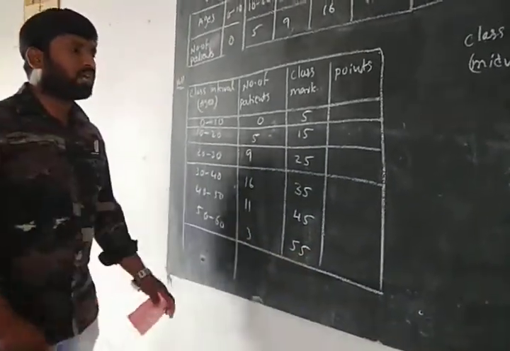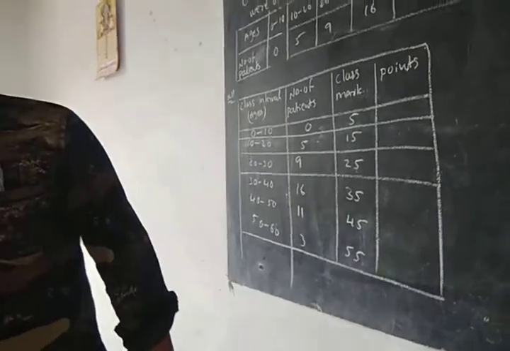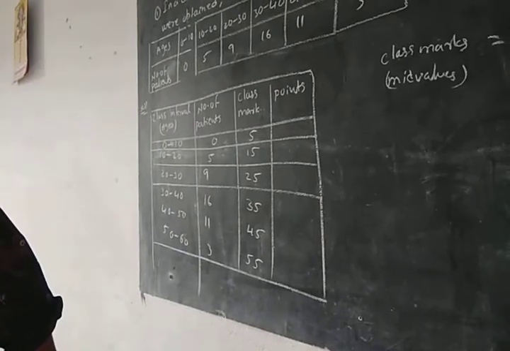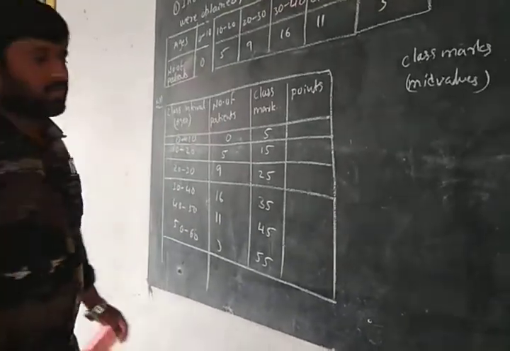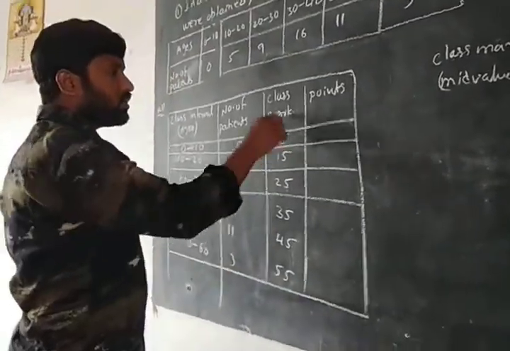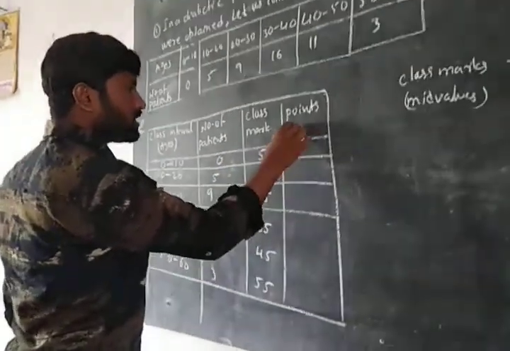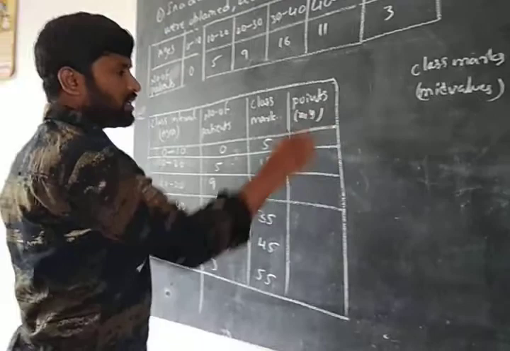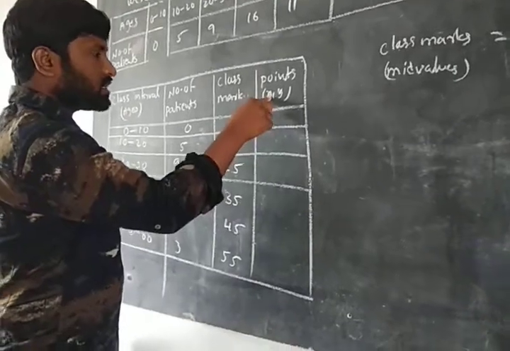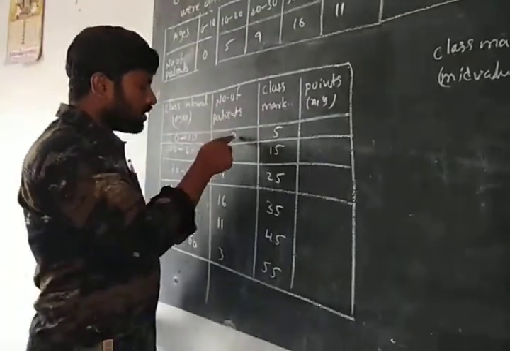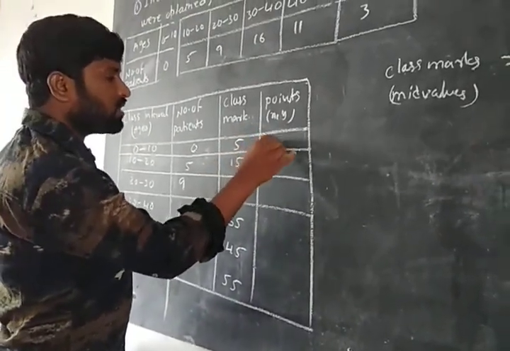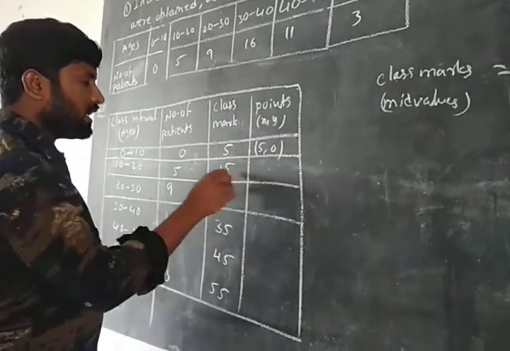Now I'm going to write the points to plot on the graph. So you take the class mark value as x, and the points we want are x comma y as ordered pairs. So class marks you consider as x, and the number of patients, the frequency, is considered as y. Then we can write the points 5 comma 0, next 15 comma 5.